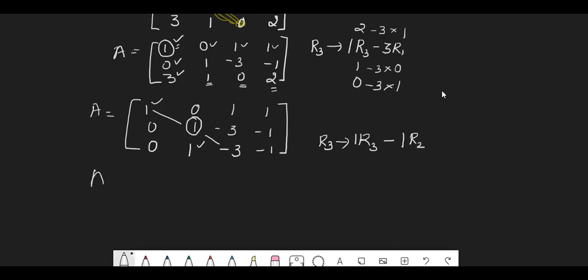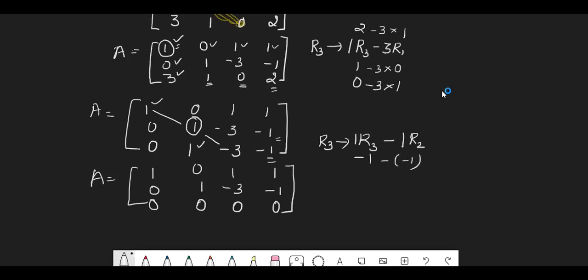Let us do it. A will be now, again, no operation for first 2 rows. Write it as it is. Second row also same. No operation for that. Third row, 0 minus 0 is 0. 1 minus 1 is 0. Minus 3 minus of minus 3 is 0. Minus 1 minus of minus 1, because R3 and R2 element we have to take. Minus 1 minus of minus 1 is how much? 0. Minus 2, 0 again.